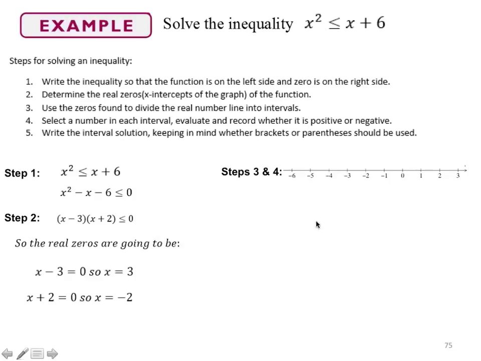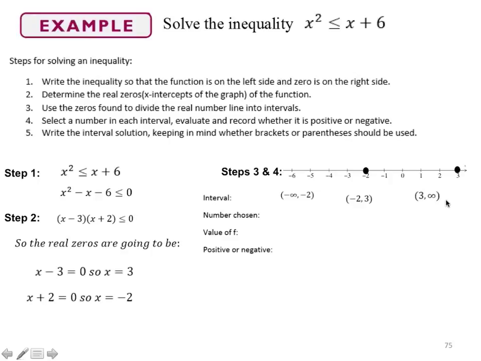And then what you do is you create a number line, okay? You're going to put points 3 and -2 on the actual number line. And then you're going to write out the intervals. So this first interval is going to go from negative infinity up to -2. And then we're going to have an interval from -2 to 3. And then we're going to have one last interval from 3 to infinity.